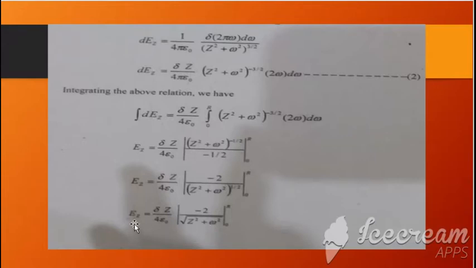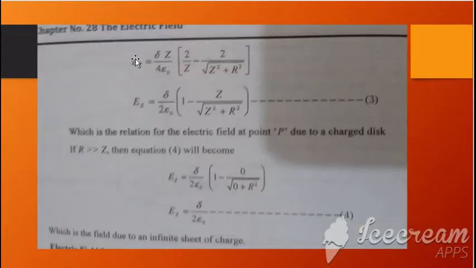Then, replacing the power of 1 by 2 with the square root, and after rearranging or modifying this equation, Ez is equal to sigma z over 4 epsilon naught, into 2 over z minus 2 over the square root of z squared plus r squared.